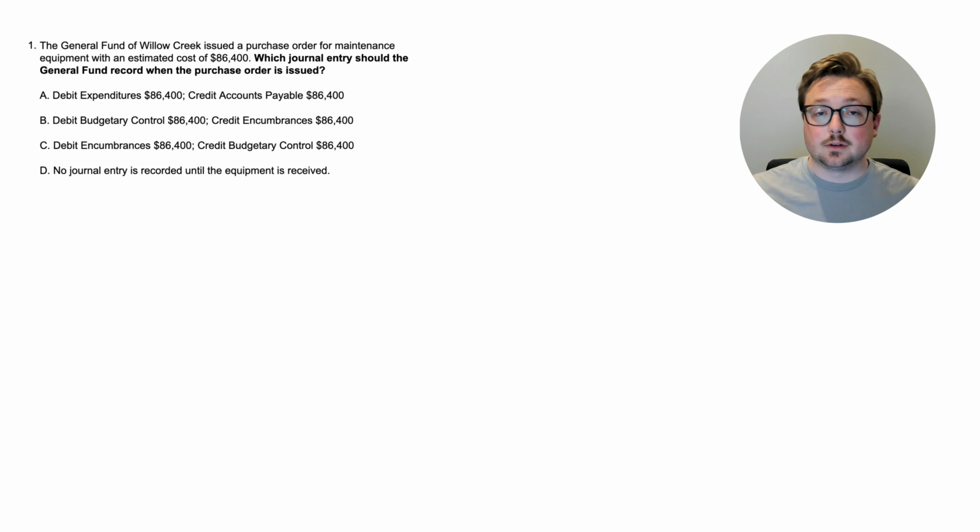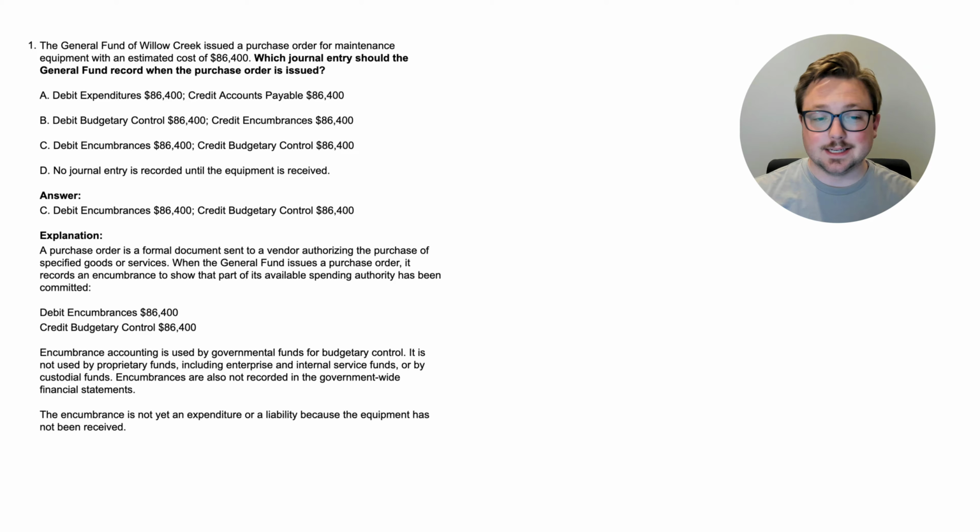So let's dive into the answer right now. All right, here we are. The answer is C. You would debit encumbrances for $86,400 and you would credit budgetary control for $86,400.